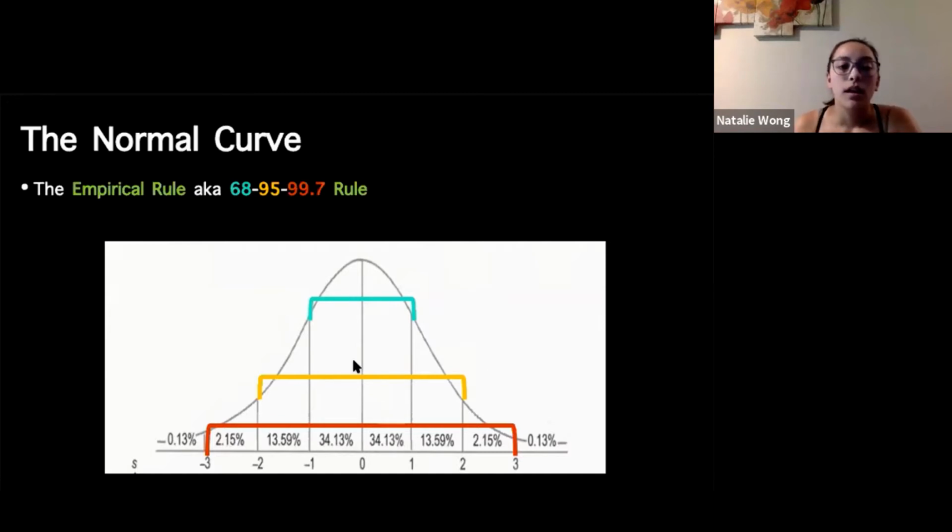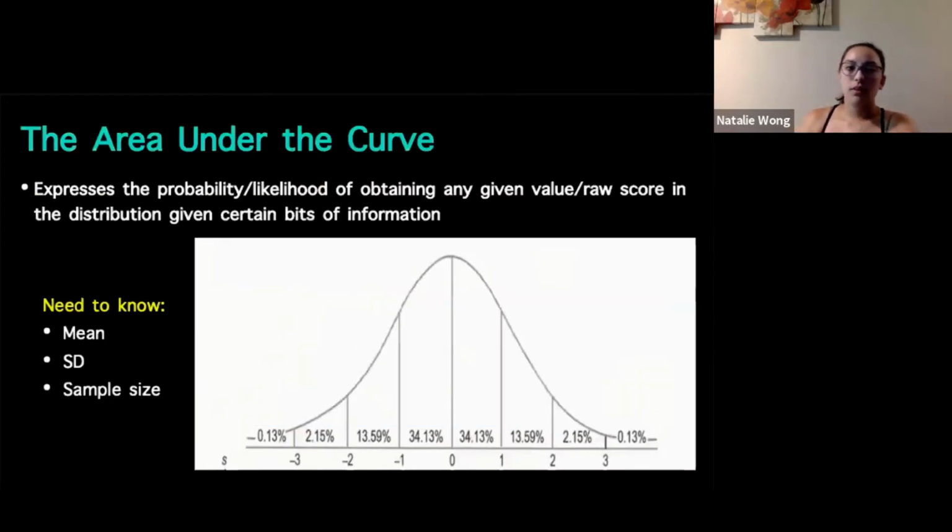Okay. Which then gets us talking about the area under the curve. So we can express the area under the curve, you can see here it's expressed as a percentage. We can also express it as a probability. So instead of a value from 0 to 100 as a percentage, we can also express it as a value from 0 to 1 as a probability. But it just tells us what the likelihood is of obtaining any given value or raw score within the distribution given certain pieces of information.